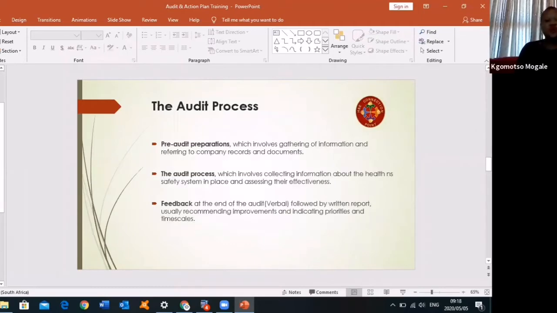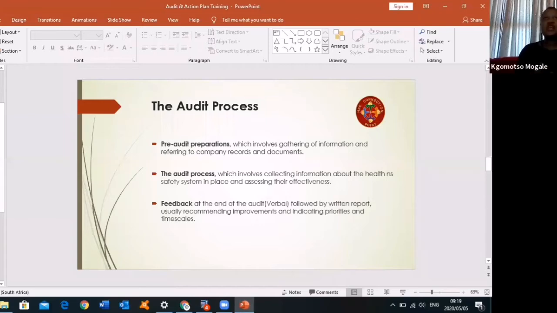Sorry. So in terms of the audit process, because an audit has a process where it starts and where it ends, we basically have three stages of the audit process. So the pre-audit preparations, which involves you gathering information, referring to the company records and documents.